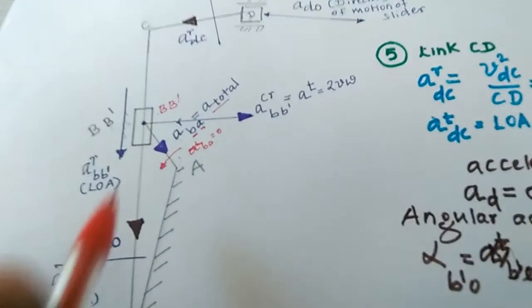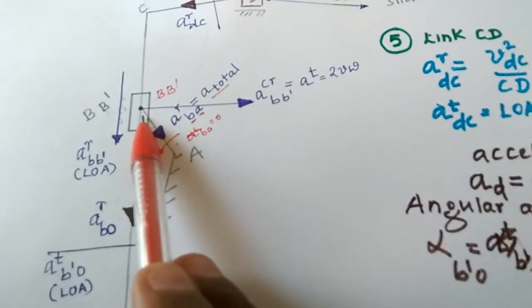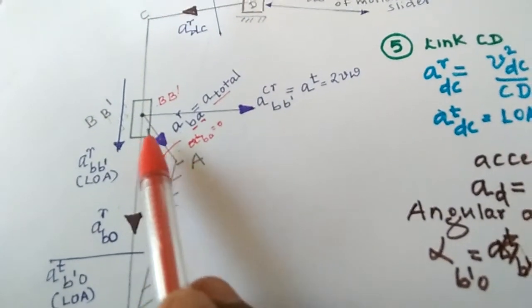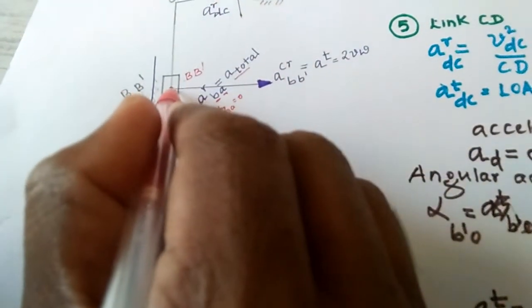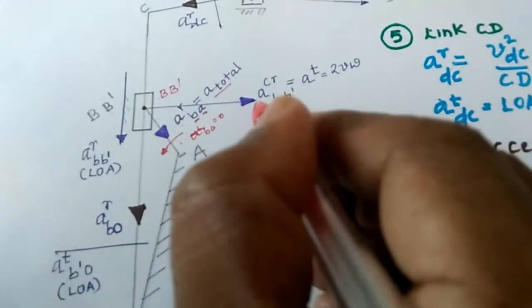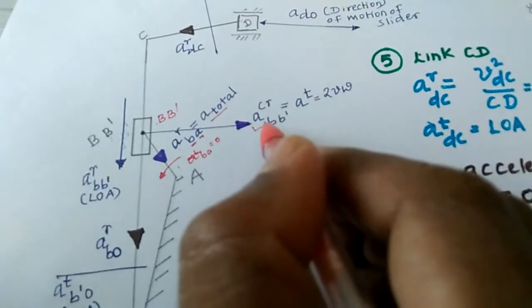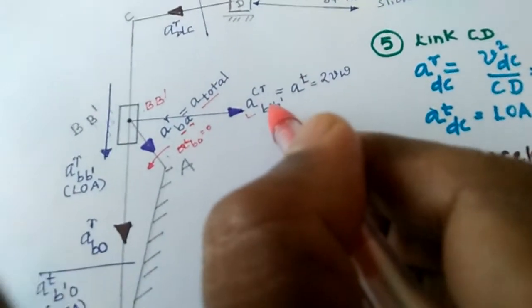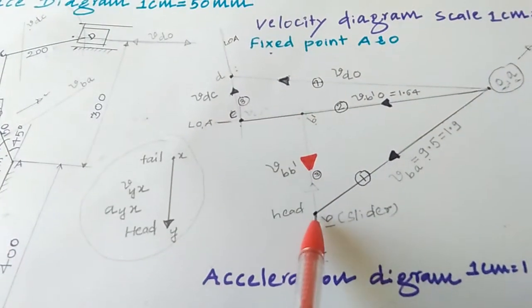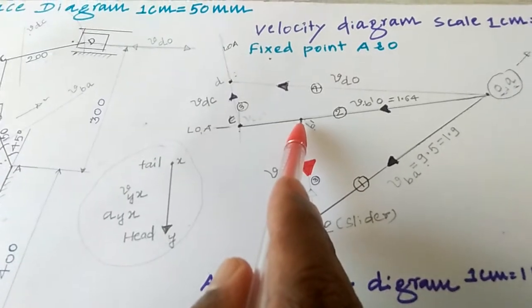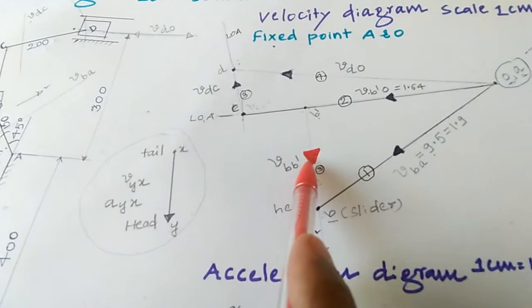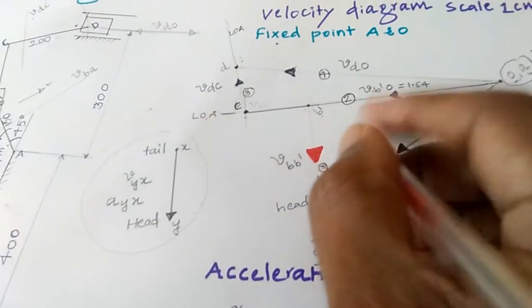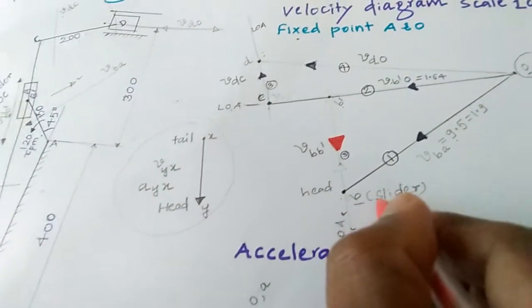Then come to the slider. When you go for the slider, you will find the Coriolis acceleration, the Coriolis component, when you come to B dash. What is the Coriolis component? When drawing the Coriolis component, how I have taken this direction, the right hand direction, I have one concept for this. Look at this one. Velocity is in a downward direction: the velocity of B with respect to B dash. B dash is a point on the link OA, and B is a slider. That's why I have taken a downward direction, towards the slider.